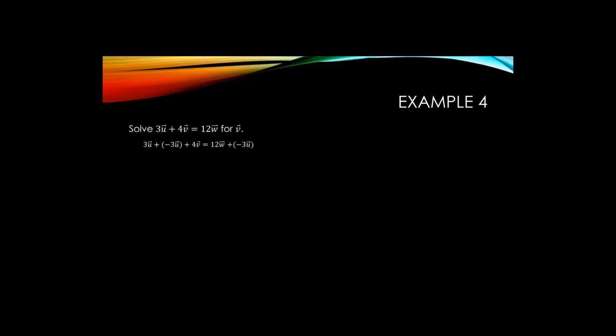I'm going to subtract 3 times the vector u from both sides. I get 3 times the vector u plus -3 times the vector u plus 4 times the vector v is equal to 12 times the vector w plus -3 times the vector u. 3 times the vector u plus -3 times the vector u gives me the 0 vector.